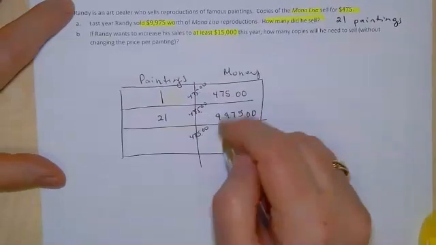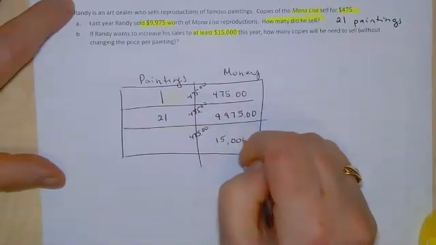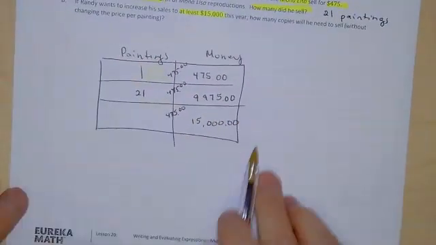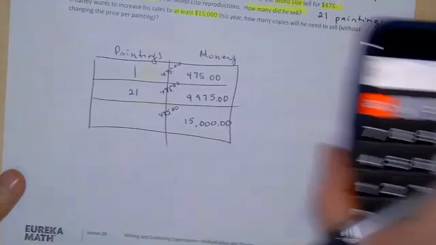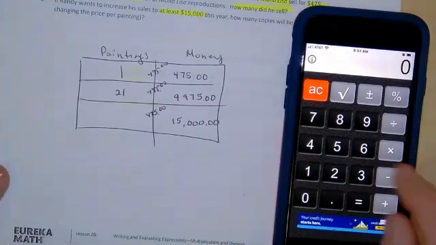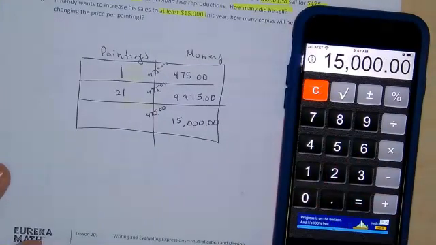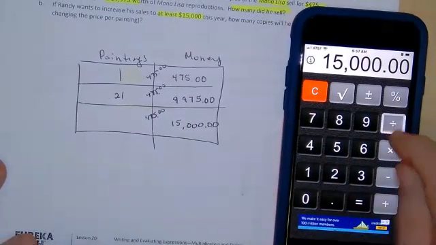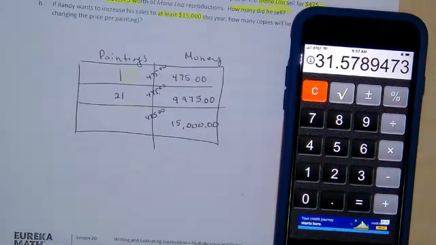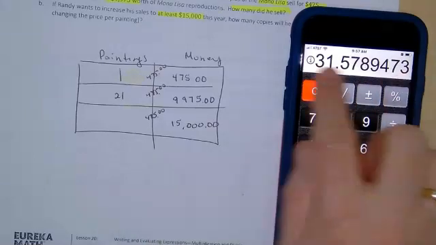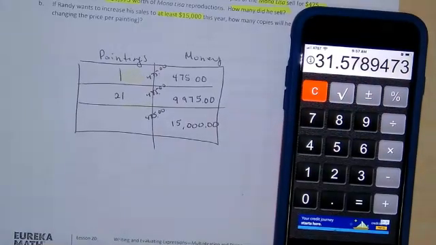So I'm going to put the 15,000 in the money part. And we're going this direction, so we already know we're going to divide, right? But look what happens when we do this one. There's my $15,000, right? I'm going to divide by $475. Ta-da! Oh my lord! Now, can he sell part of a painting? No. So how are we going to figure out the answer to this one? Because we can't use that number. What do you think?